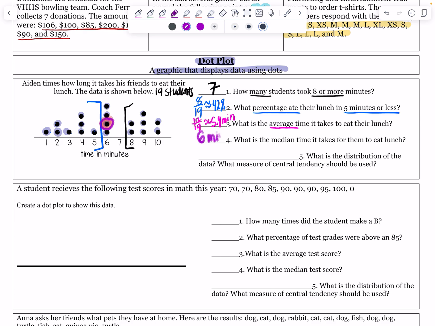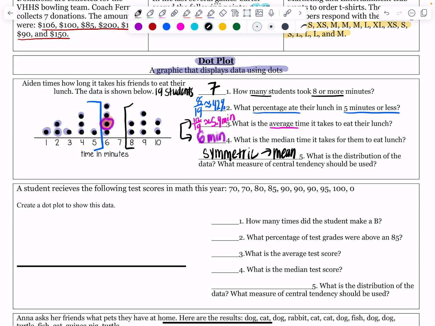So that is really, really close to my average, 5.9 versus 6. So what is my distribution going to look like? It is going to be pretty symmetric, because those are so close. Maybe not perfect, but pretty symmetric. So we're going to use our mean for the measure of central tendency to look at. You can look at both, but the mean is going to be most reliable.